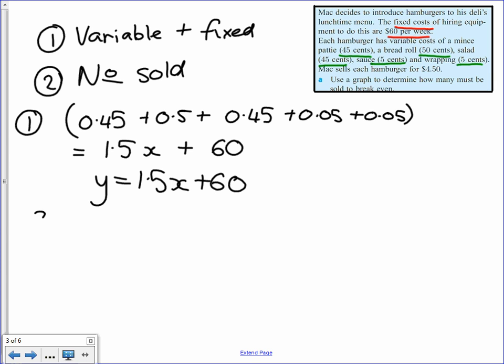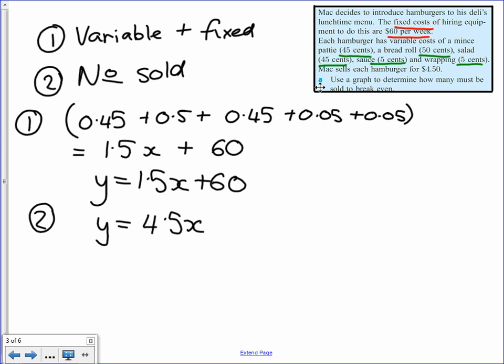What about our second one? We're selling for $4.50. How many were you selling? Well, we don't know, so we're going to call that X as well. So our second equation is pretty straightforward. We're selling them for $4.50, depending on how many we sell, X. So we've got two equations. Now we just want to find out where they meet.